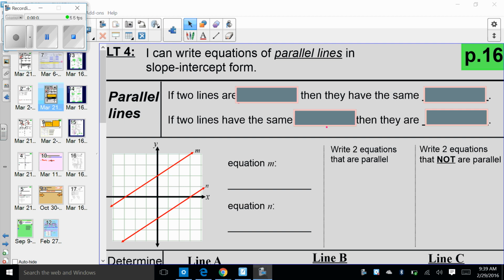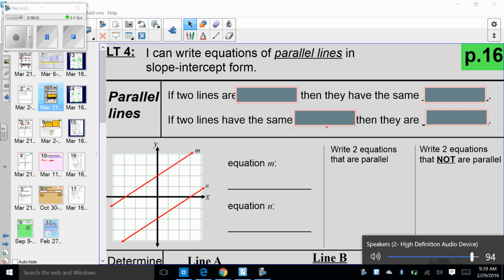Hey, eighth grade. So our learning target today is I can write equations of parallel lines in slope-intercept form. You should be on page 16. So we're talking about what parallel lines look like. We've had parallel lines since elementary school, but how do you write the equations of parallel lines?